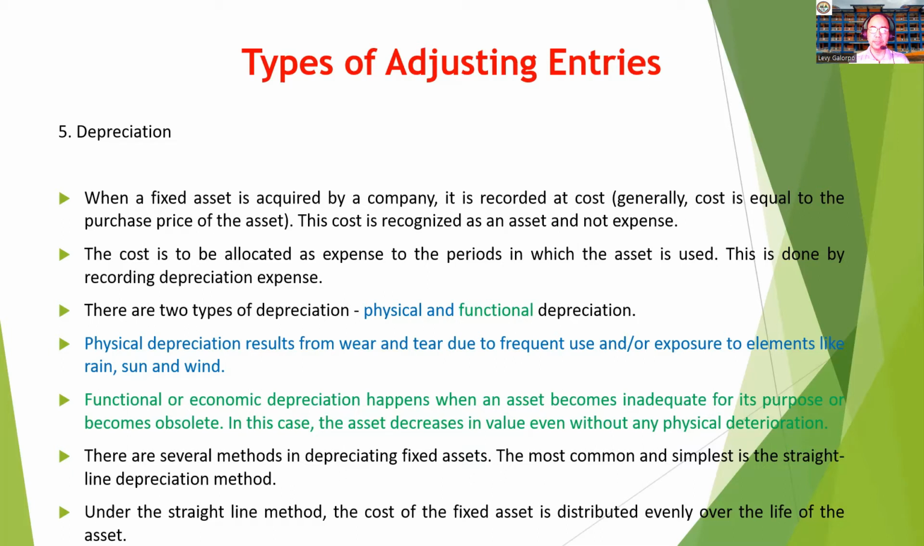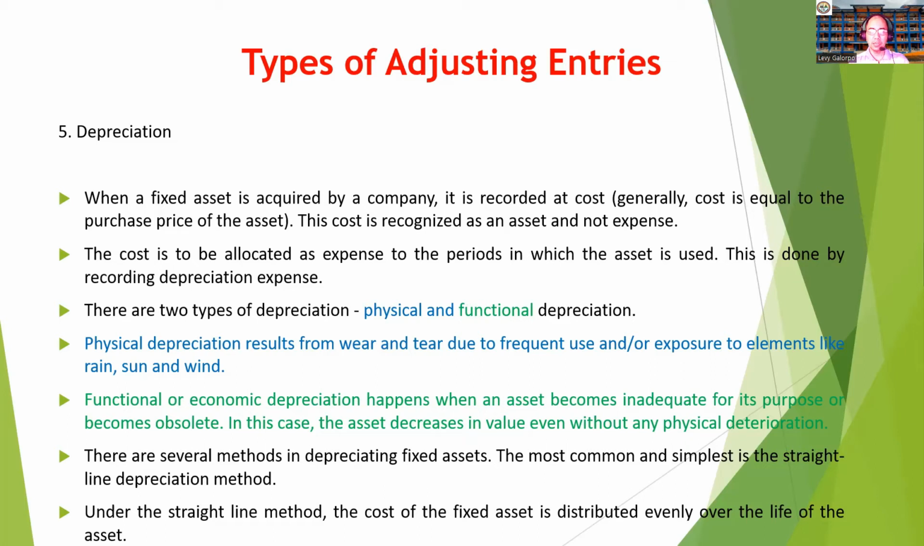So there are two types of depreciation, physical and functional depreciation. Physical depreciation results from wear and tear due to frequent use and or exposure to elements like rain, sun, and wind. So ito yung mga, halimbawa yung building, yung machinery na nagkakaroon ng wear and tear dahil sa palagi ang ginagamit. Functional or economic depreciation happens when an asset becomes inadequate for its purpose or becomes obsolete. In this case, the asset decreases in value even without any physical deterioration. Example natin dito yung mga ginagamit sa mining, no? Dumarating yung time na nag-deplete na yung kanilang economic use. Kumbaga, nauubos, nag-go-obsolete na. Kaya, ito yung tinatawag nating functional or economic depreciation.